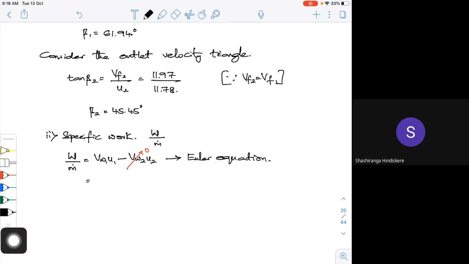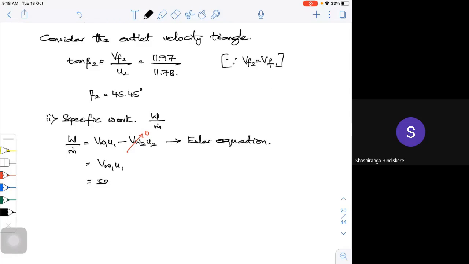So VW2 automatically becomes 0. So I am left with only VW1 into U1. So VW1 is how much? It is 32.87. And what is my U1? It is 39.27. Okay. What I'm getting is around 1.291 kilojoules per kg. So this is your specific work, that is W by M dot.